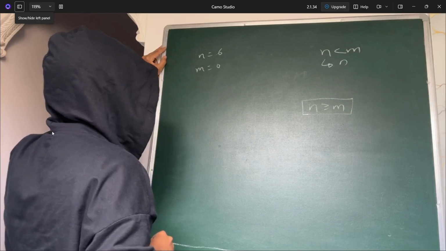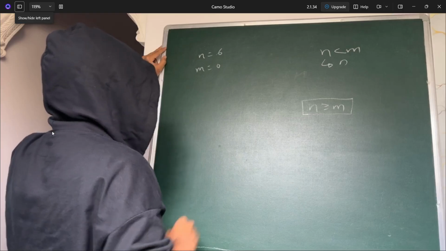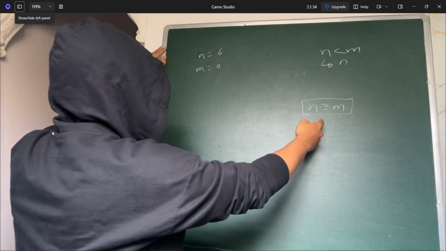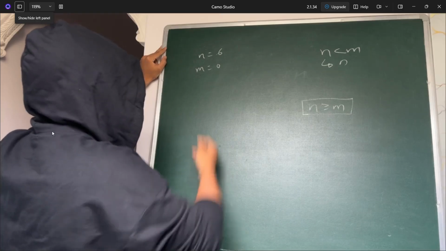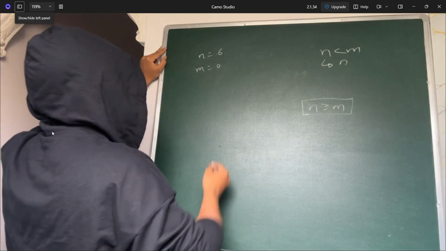So what will he do? Let me explain this one directly, and I'll take one more example. In that case I'll explain this, because here m is 0, so this is an edge case. You may not understand it, but I'll tell you.